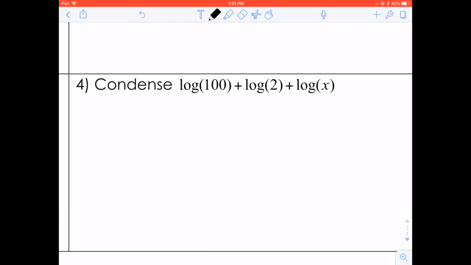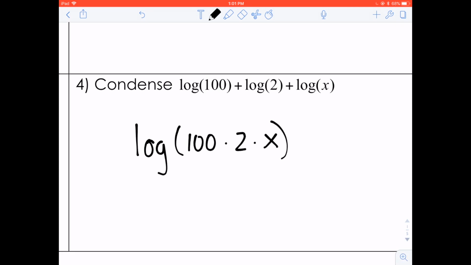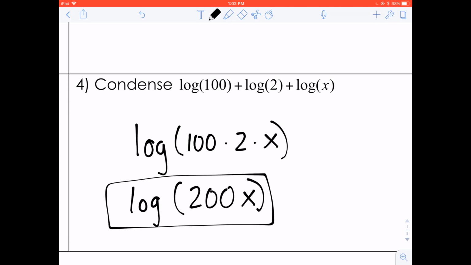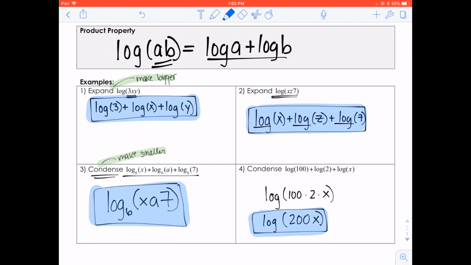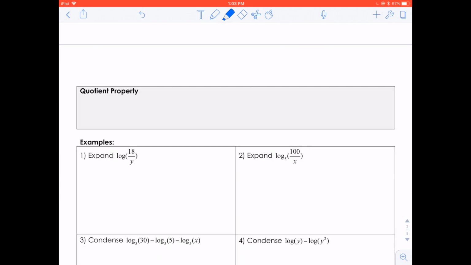All right, after trying number 4, you should get log of 100 times 2 times x, which we know can just be rewritten as log of 200x. Okay, all we did was change addition into multiplication. All right, let's move on to our next rule.